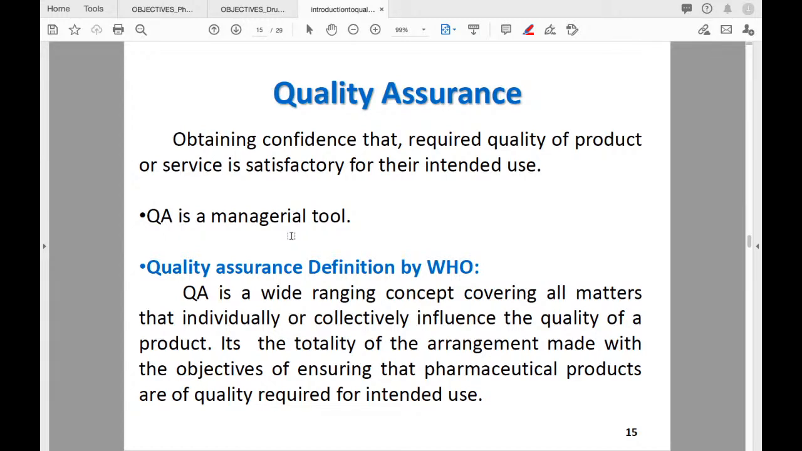According to the World Health Organization, WHO, the quality assurance definition is a wide ranging concept covering all matters that individually or collectively influence the quality of a product. So it's talking at a global level, at a bigger level. It's the totality of the arrangements made with the objective of ensuring that pharmaceutical products are of the quality required for their intended use.